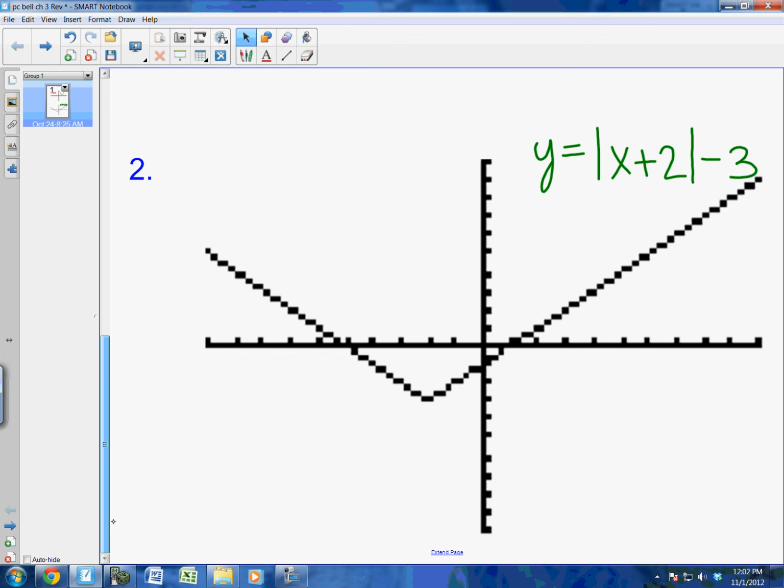And then on number 2, it was an absolute value function, which makes this shape right here. The x plus 2 would move it left 2 units, up 2 units, the vertex, and the minus 3 moves it down 3 units. And so that is the correct answer there.